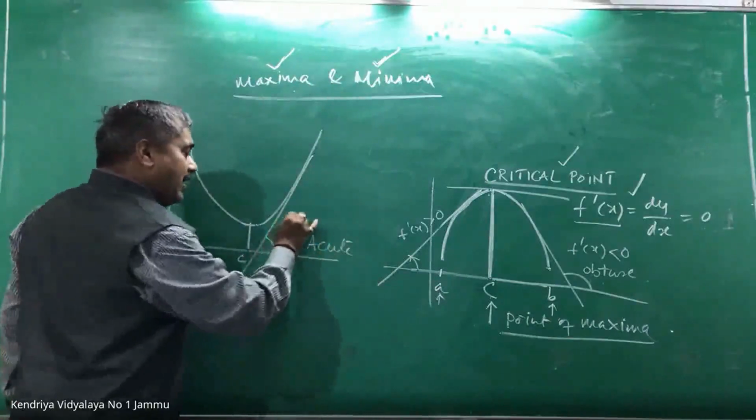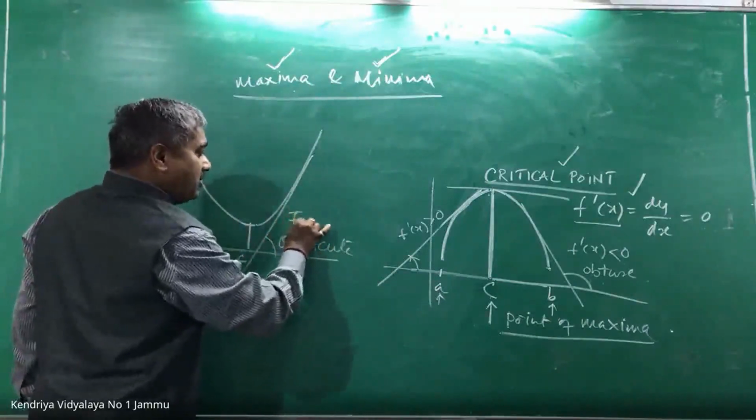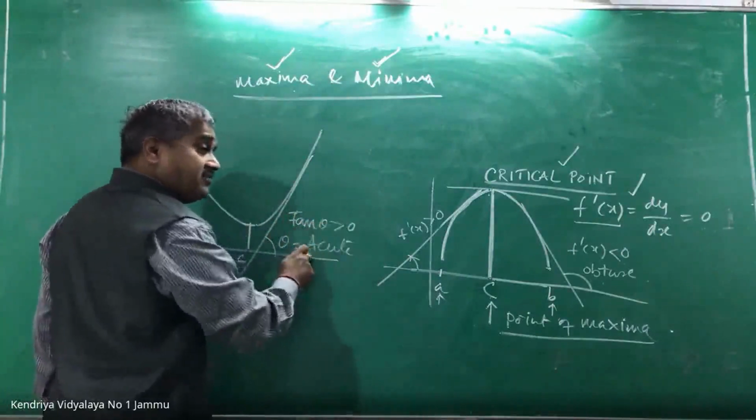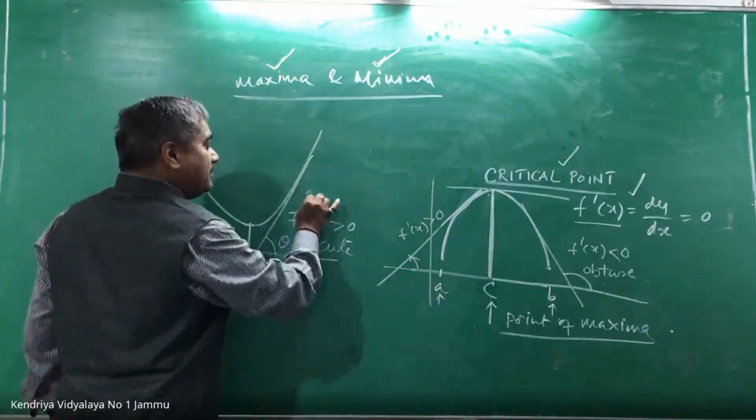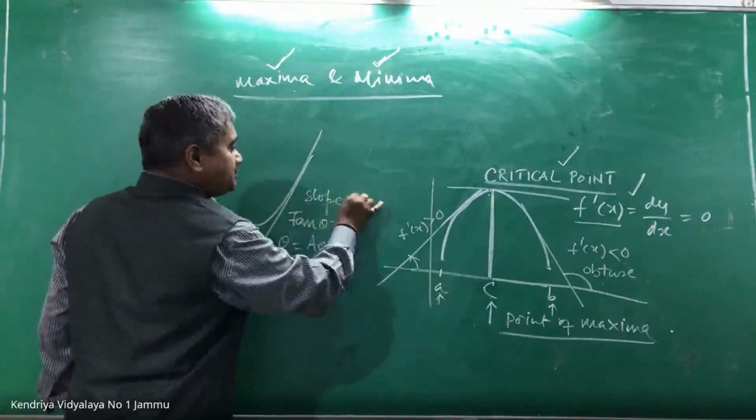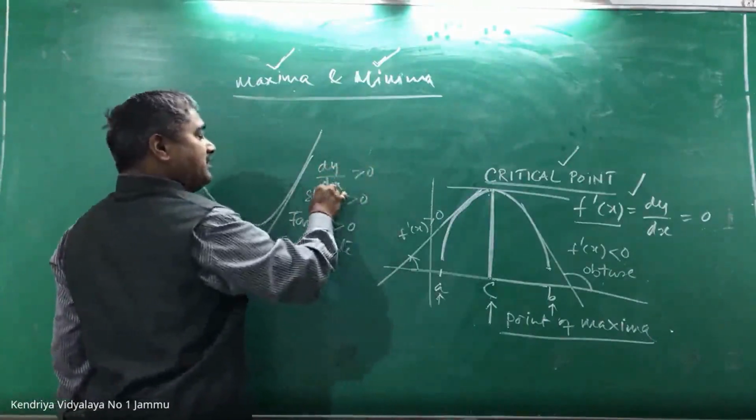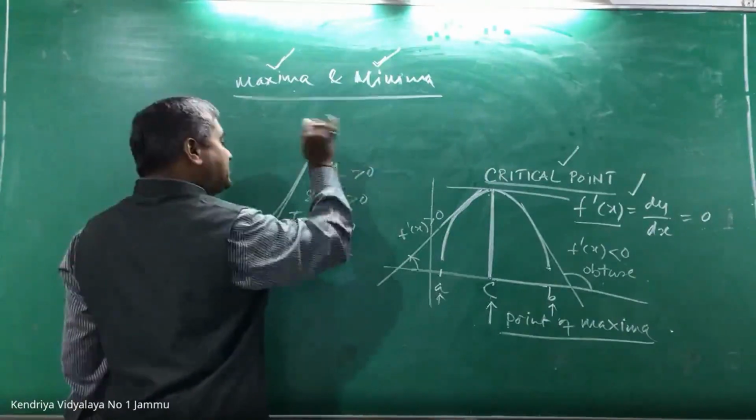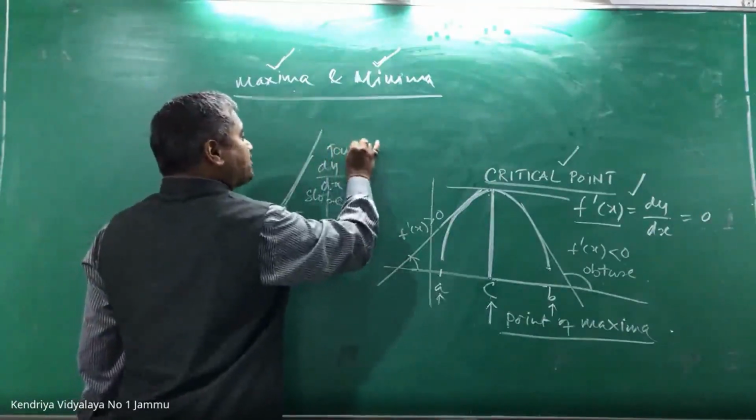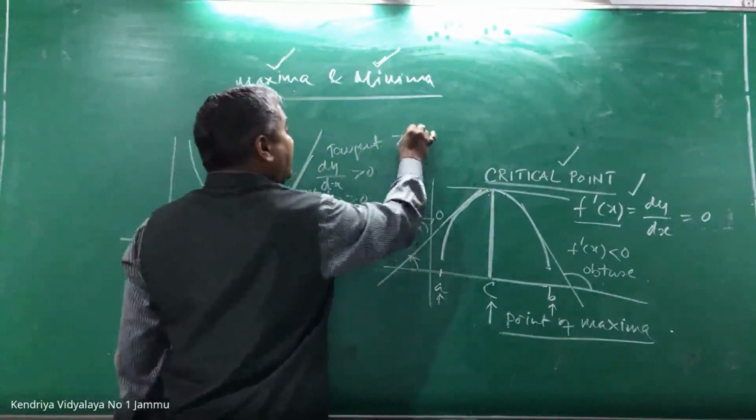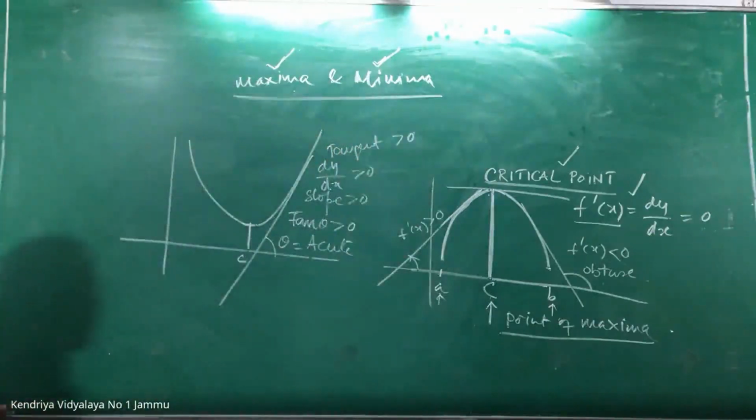So for an acute angle, tan theta is always positive. Because it is the first quadrant, tan theta is positive, slope is positive. Slope is positive, dy by dx is positive. That means the slope of the tangent is greater than 0. That means it is an increasing function.